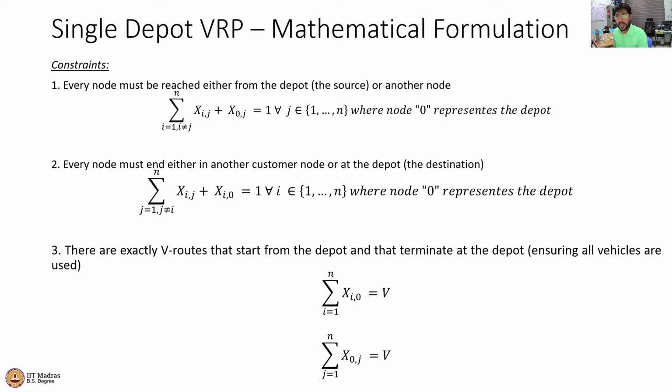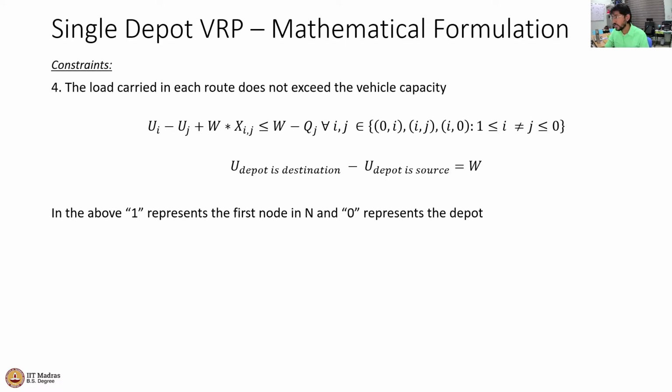So next, let's look at the most interesting piece in the vehicle routing problem, which is the capacity constraint. And this constraint would be very similar to your subroute elimination constraints of the TSP. Let's try to understand this constraint through the eyes of an example.